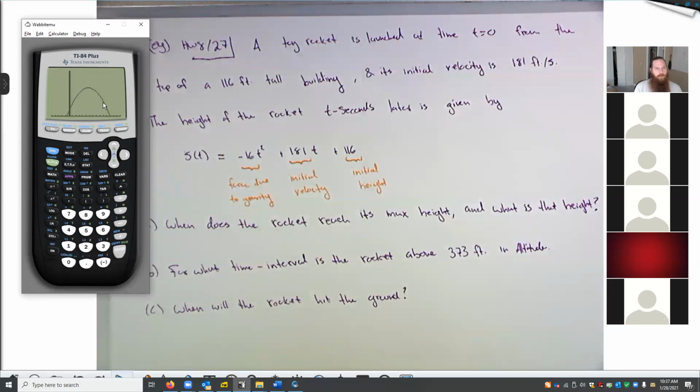Much better, right? Now I have a much clearer picture of what's going on. We can hit our trace button right here and walk this cursor around on the graph. Right over here is my y-intercept. When x is equal to 0, I can't quite get it right on, but when x is equal to 0, y should be 116. And as time increases, the rocket goes up until it reaches a maximum height somewhere around here.